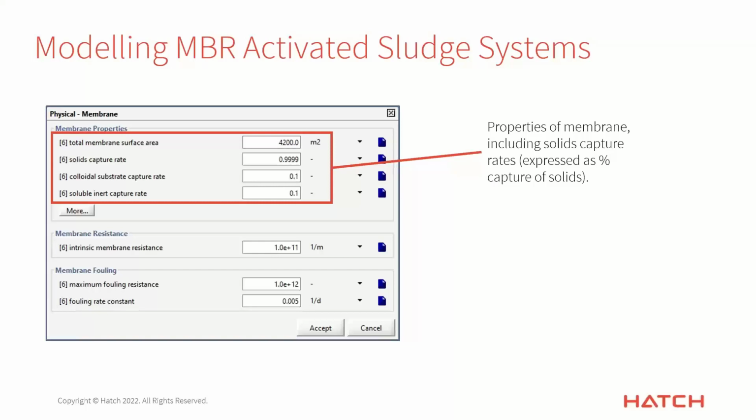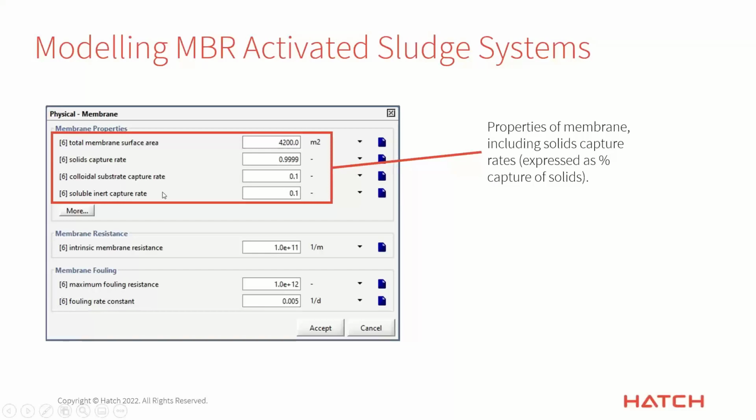That is usually exactly what you would have. I know some people even set it at just 100% capture. So basically, you're taking the solids and you're saying that is the amount of solids that are going to be retained on the surface of the membrane. Note that we also actually have a capture rate for a couple of the soluble components as well.